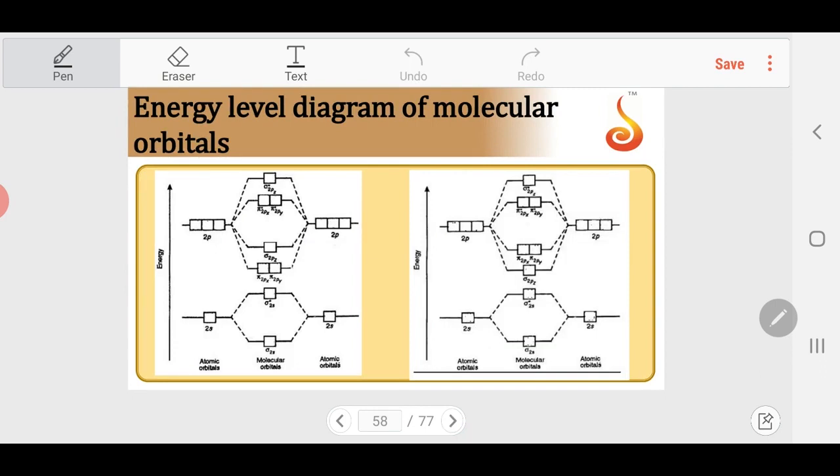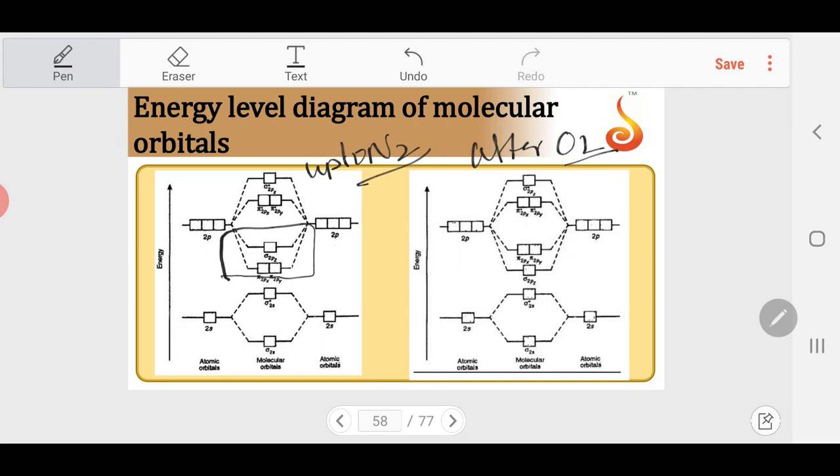Energy level diagram of molecular orbitals. You can see very clearly there are two types of energy level diagram for homonuclear diatomic molecules. The first one is up to nitrogen, and this is from oxygen onwards. Here sigma 1s, sigma star 1s is not shown, 2s is forming sigma 2s, sigma star 2s, then a very important difference is here. In case of molecules with up to 14 electrons in the system, the pi 2px and pi 2py orbitals will have lower energy than the sigma 2pz orbital.